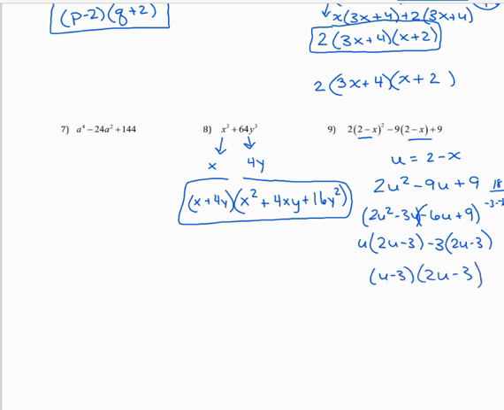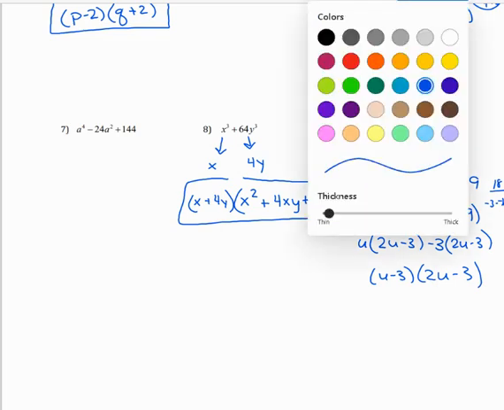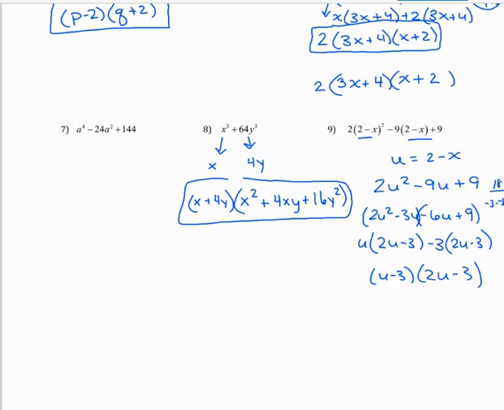However, we're not done. My original problem didn't have u's, it had x's. So remember, u is 2 minus x. So where I see a u, I need to go back and put in the 2 minus x. So I have 2 minus x minus 3, and then 2 times 2 minus x, whoops, minus 3. So we need to clean that up.